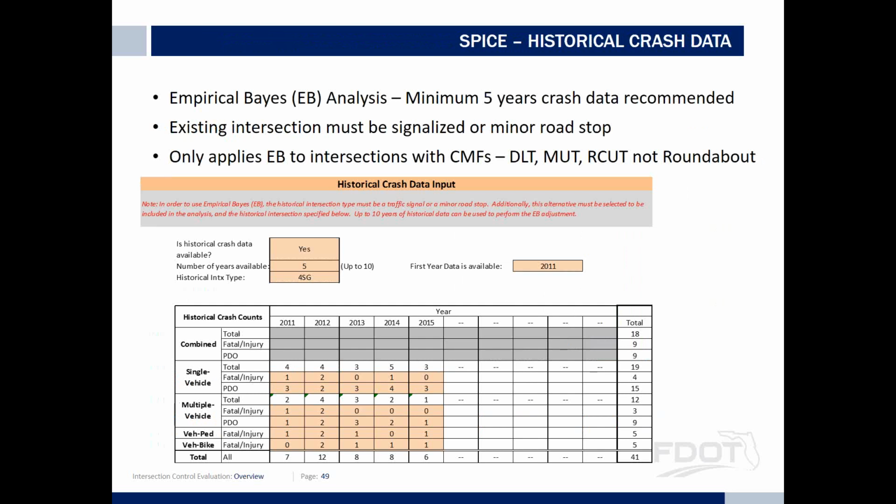EB method, it's not new to the HSM practitioner, but we wanted to show this because you can do empirical Bayes analysis. You have to have 5 years of crash data. That's recommended, and it only applies to intersections with CMFs like the displaced left turn, the Michigan U-turn, and the R-cut, not the roundabouts. Because when you go to a roundabout, it's a different type of configuration, and you don't have the historical crashes to do an empirical Bayes analysis.